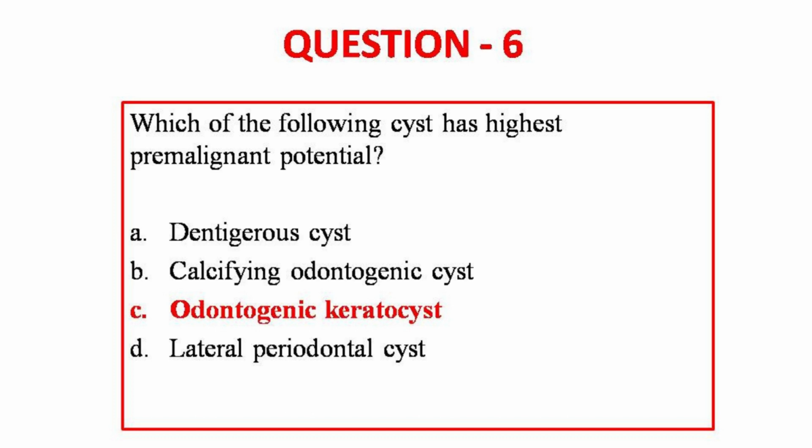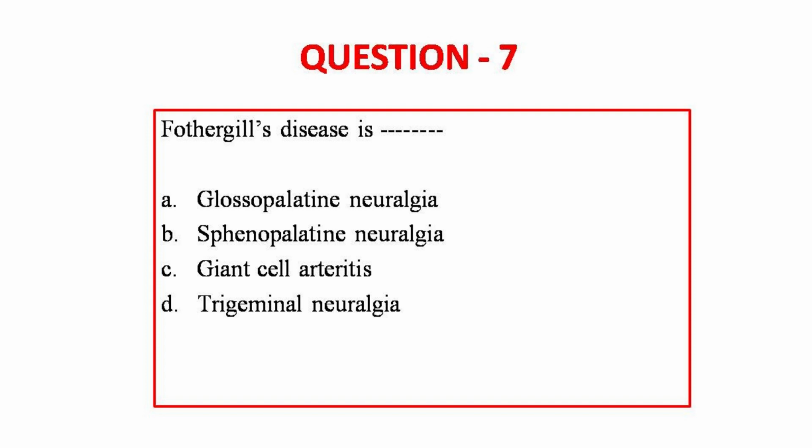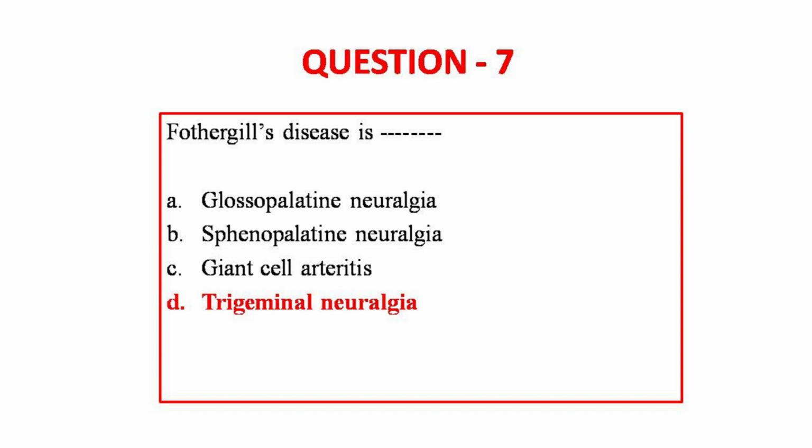So, an odontogenic keratocyst is a rare and benign but locally aggressive developmental cyst. Around 19% of the jaw cysts fall into the category of the odontogenic keratocyst. Moving on to question number 7. Fothergill's disease is, they've given 4 options: glossopalatine neuralgia, spinopalatine neuralgia, giant cell arteritis and trigeminal neuralgia. The answer to this question is trigeminal neuralgia.